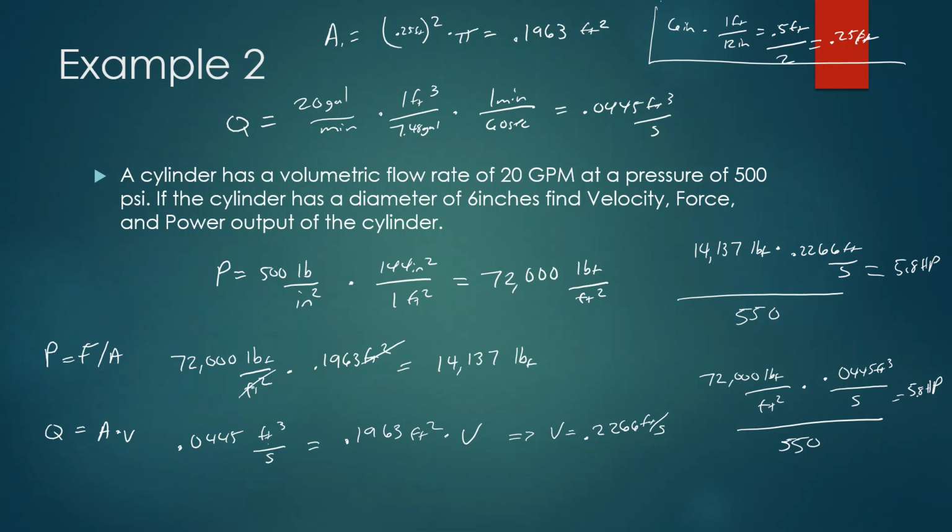Of course, you could also use the other formulas that we used with pressure in PSI times volumetric flow rate in GPM divided by 1714. So you could have done pressure in PSI, which was 500, times flow in GPM, which was 20, divided by 1714. So power equals, by the way, power is a lowercase p, equals 500 PSI times 20 GPM divided by 1714, that's our conversion factor, again equal to 5.8 horsepower.